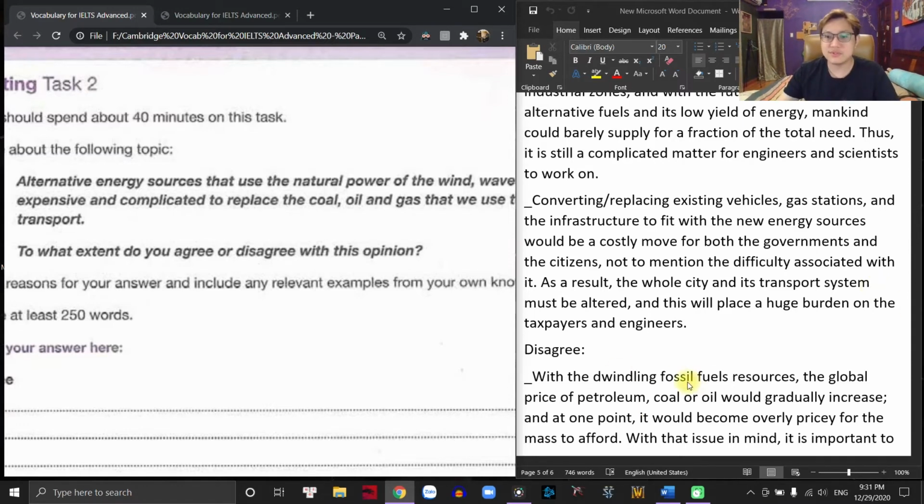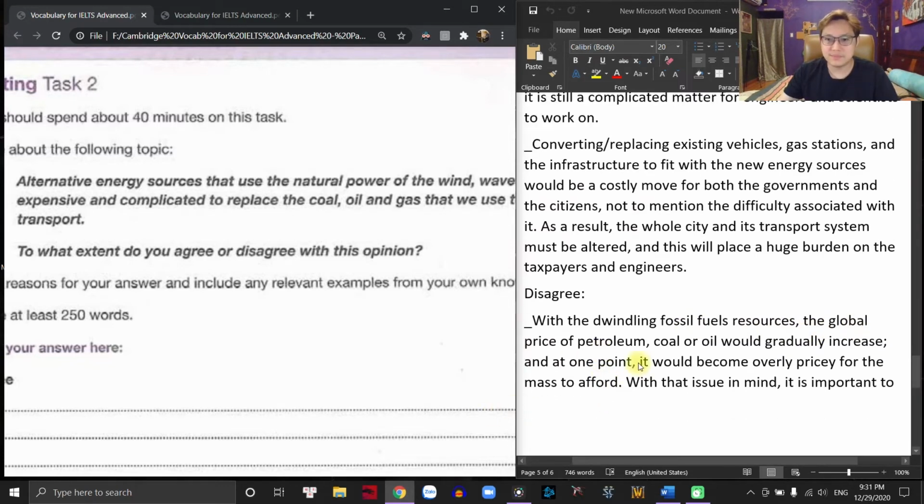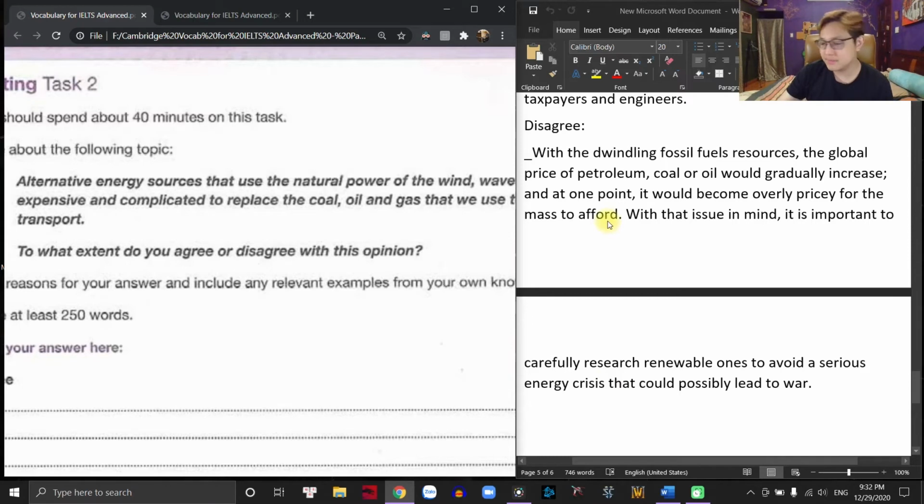So, with the dwindling fossil fuel resources, the global price of petroleum, coal and oil would gradually increase. And at one point, it would become overly pricey for the mass to afford. Với những cái nguồn tài nguyên nhiên liệu hóa thạch đang ngày càng giảm, thì cái giá trên toàn cầu về xăng, than đá và dầu hỏa nó sẽ từ từ tăng lên, đến một điểm nào đó, nó sẽ trở nên quá mắc tiền cho đại bộ phận dân chúng để có thể chi trả được. And then basically this is a real concern now though. Đây là một cái nỗi lo thực sự đấy.